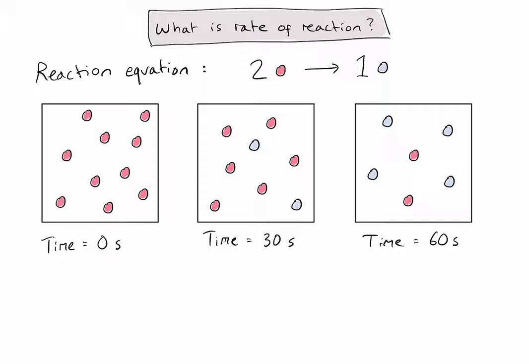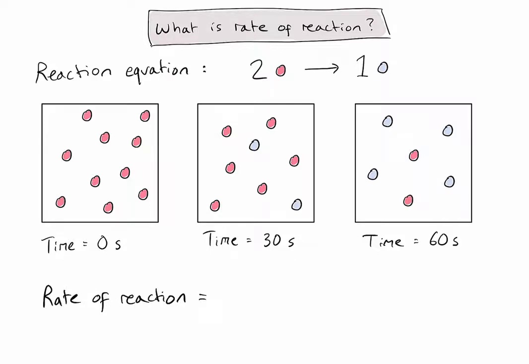Now it's pretty clear in these diagrams that as we progress along the time scale, I get more of my red particles bumping into each other and forming blue particles. In order to quantify this rate of change, we need to consider two things.